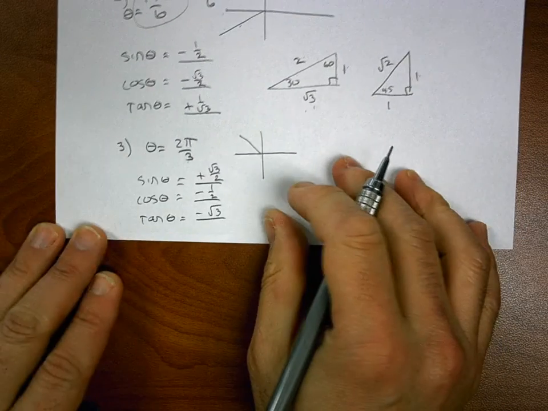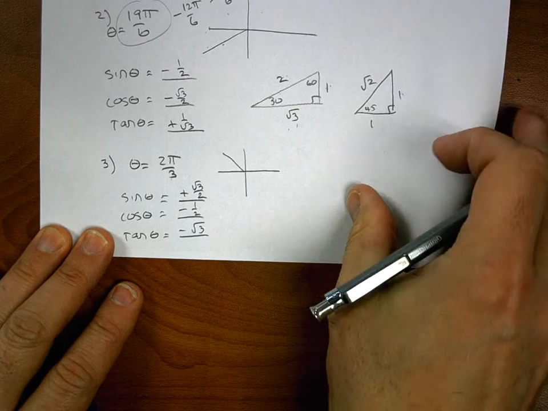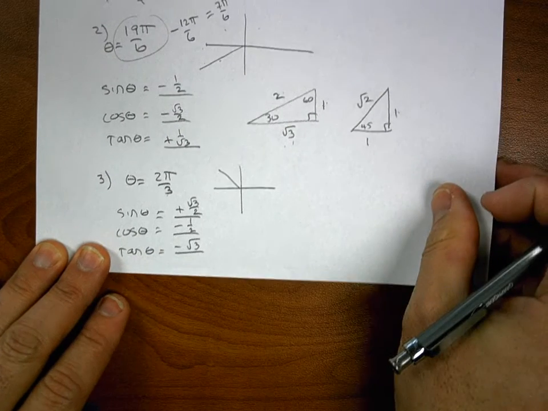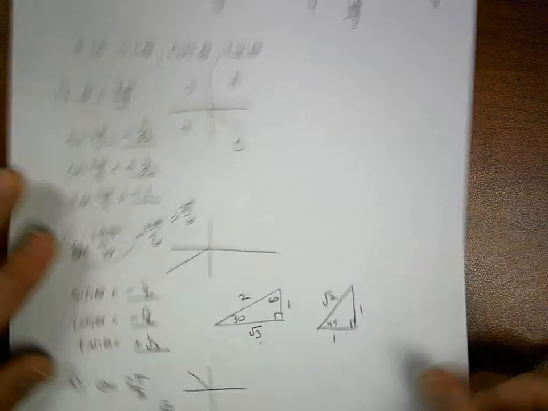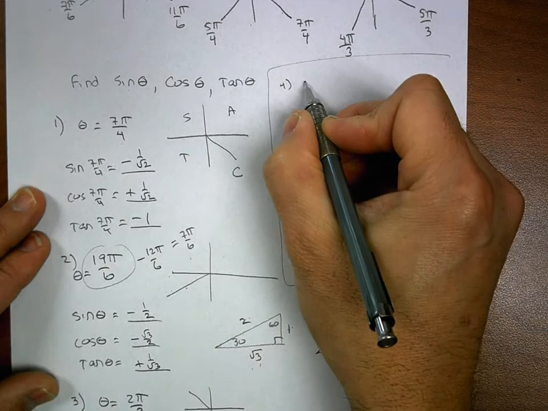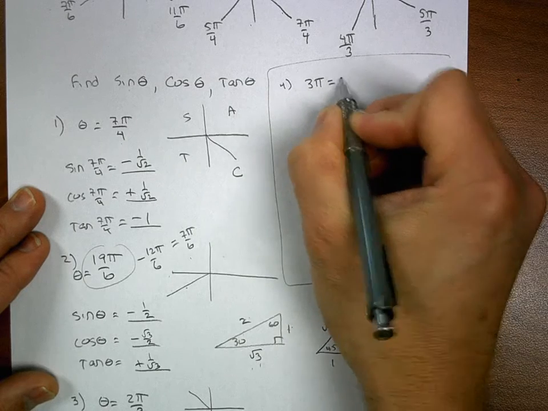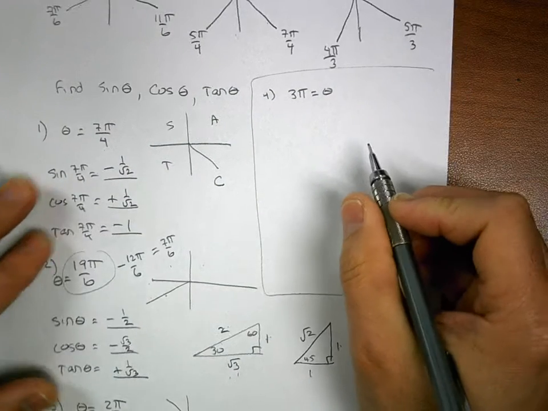Let me do two more here. Sorry, a little long notes here, but okay, number 4. Let's say theta is 3 pi.